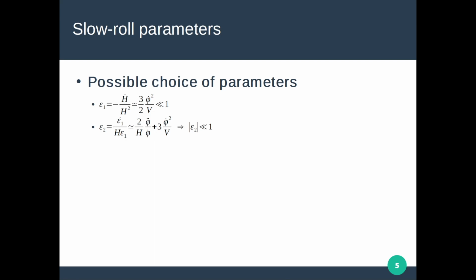is valid, and as long as the absolute value of epsilon2 is far smaller than 1, the approximation that the Hubble damping term dominates over the acceleration of the field is valid. So the first parameter being small ensures a slow variation of phi, while the second parameter being small ensures that the slow variation holds over a long period of time.